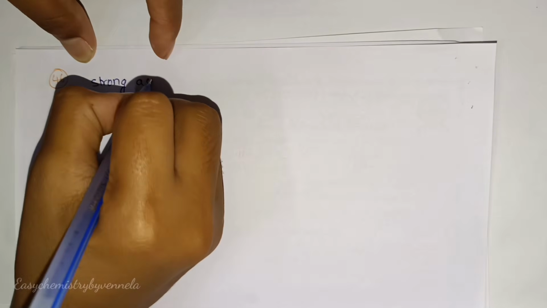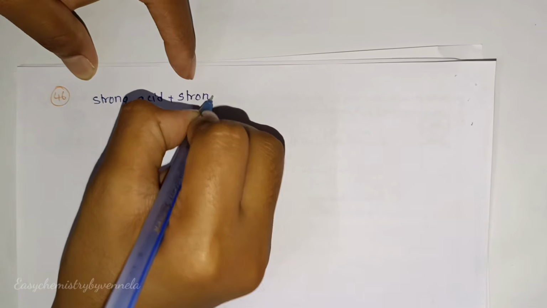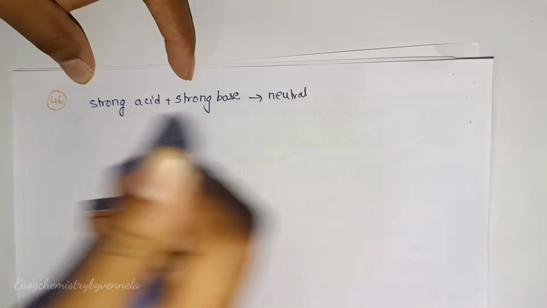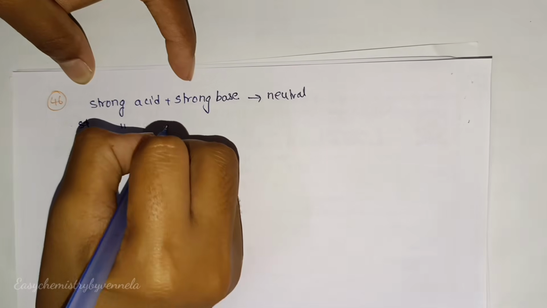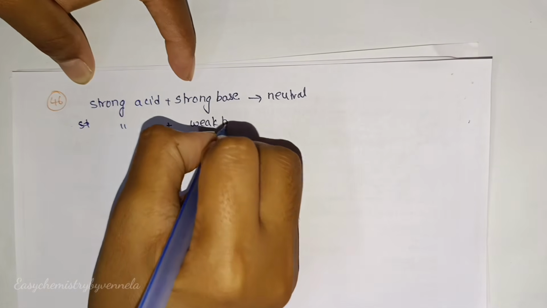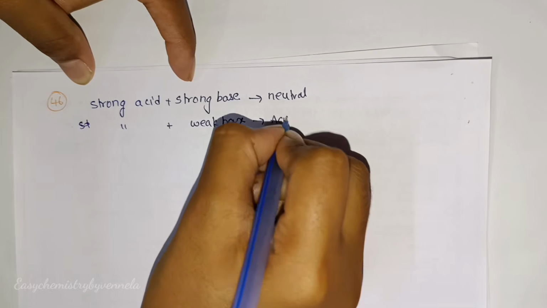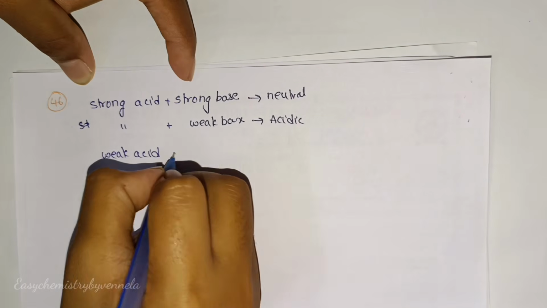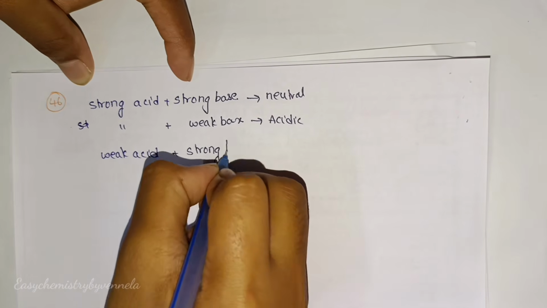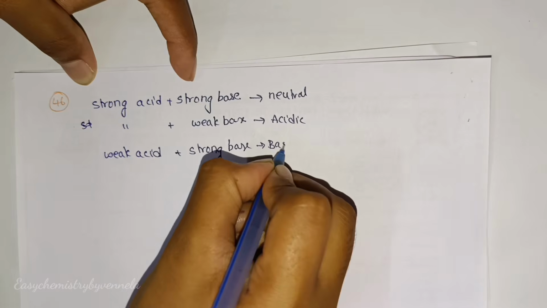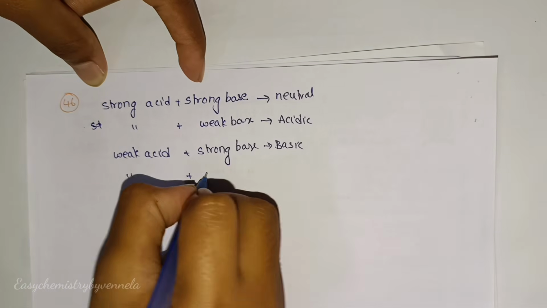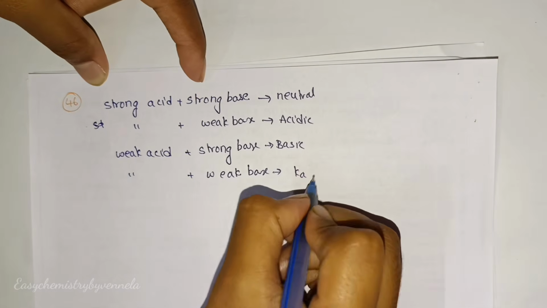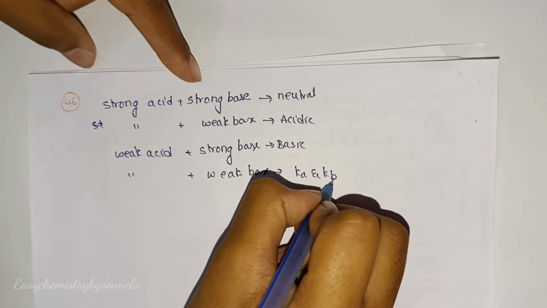Strong acid plus strong base, it is neutral. If strong acid plus weak base, then it is acidic. Next, weak acid plus strong base, then it is basic. If weak acid and weak base, then it depends on Ka and Kb values.